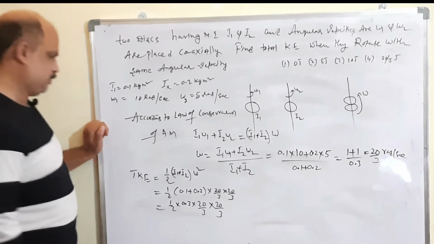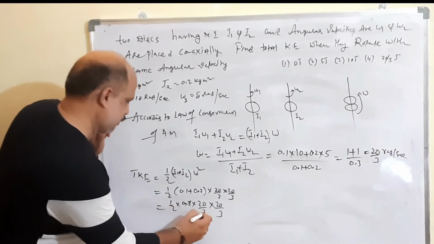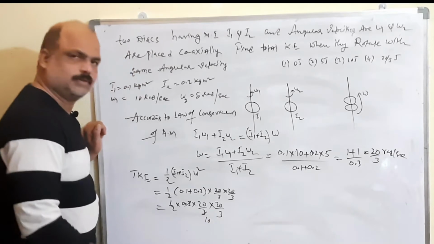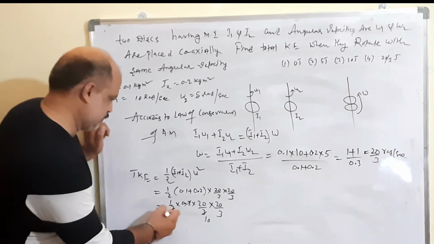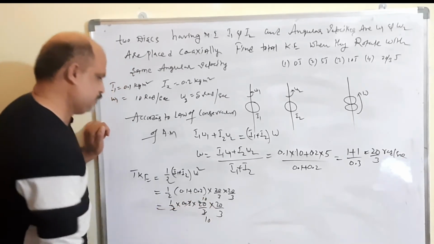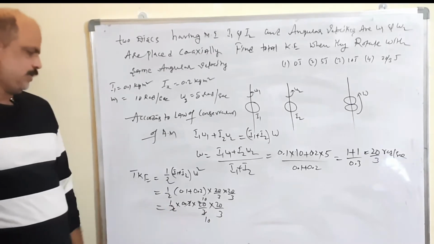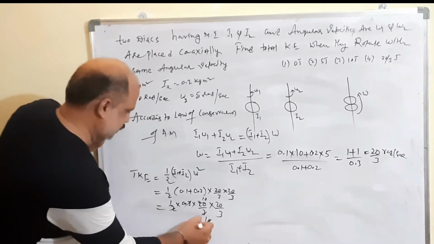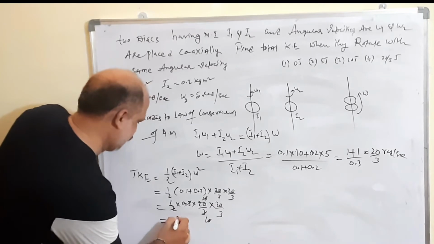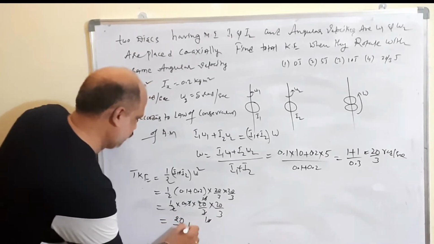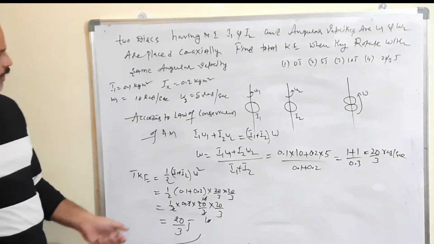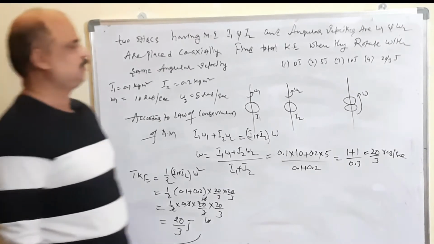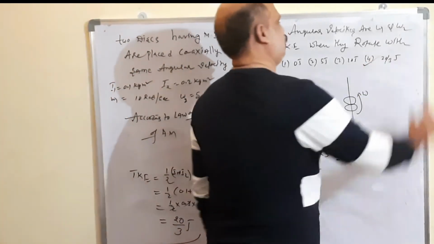Okay. So, this 0.3 cancels with 10 times. This 2 cancels with 10 times. Here 10 cancels. So, we get the answer 20 by 3 joules. So, our option is the fourth option.